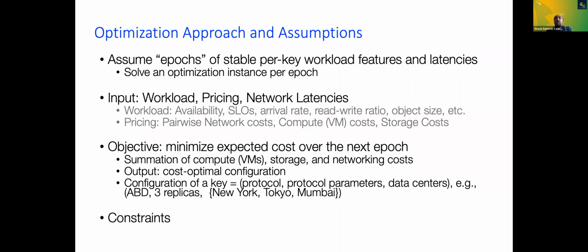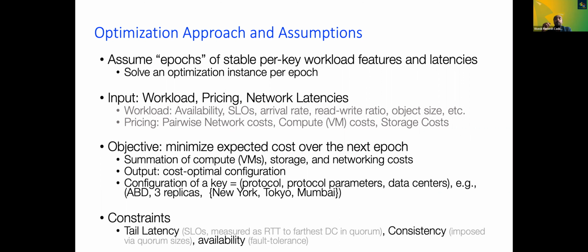The cost includes compute costs in terms of VMs that are procured, storage costs, and networking costs. In particular, the optimization aims to find a cost minimal configuration, where by configuration, I mean whether you choose ABD or CAS, what the replication factor should be, which DCs are chosen, etc. The constraints for the optimization are tail latency constraints, consistency requirements, and the desired target availability.